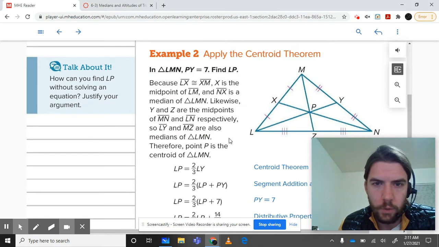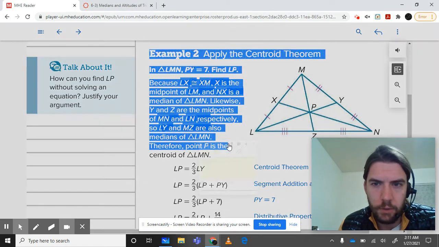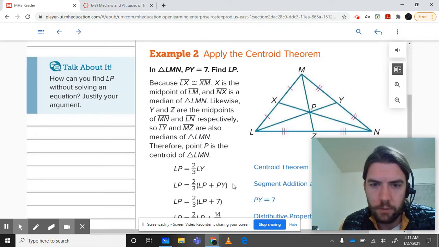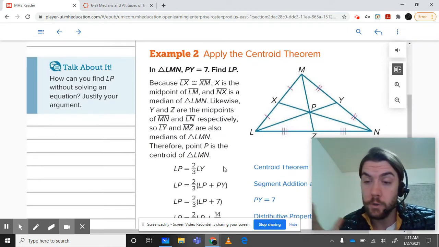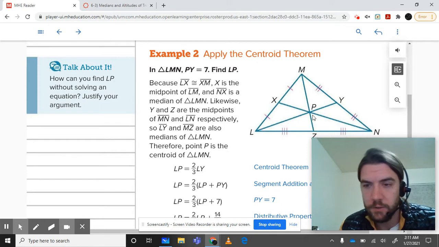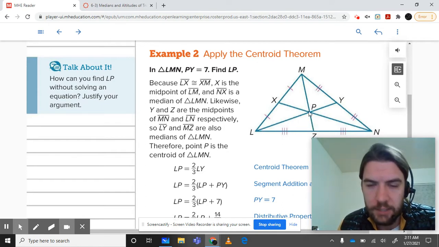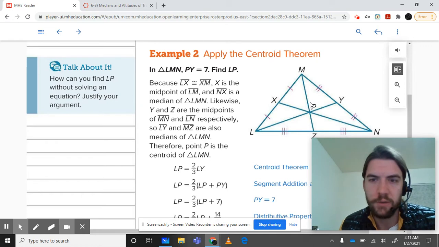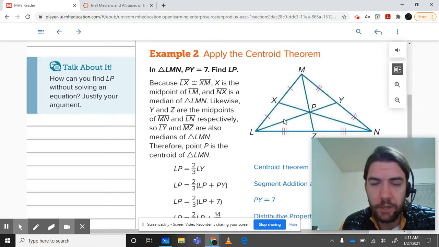I think that's what they want us to figure out. Right? They wanted us to figure out LP. So they're going to show a bunch of steps that you could do that algebraically. For me, I'm looking at this and I'm saying, okay, 1/3 of it is PY, 2/3 of it is PL. So whatever this length is, this one is just twice as big, right? That should be true. Whatever length ZP is, MP is twice as big. Whatever length XP is, NP is twice as big. Right? That is what our centroid theorem tells us.